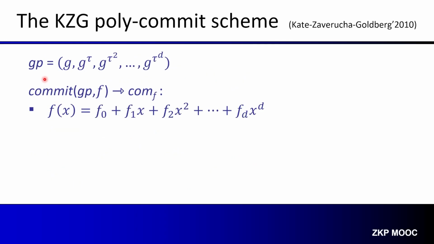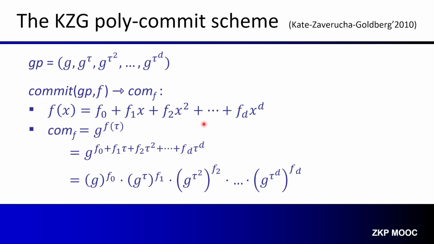So given this set of global parameters, the way to commit to a polynomial is as follows. First, we are going to represent this polynomial in the form of the coefficients. We have f0 plus f1 x plus f2 x squared and so forth, all the way to fd x to the power of d. Then the commitment we are trying to compute is simply g to the power of f evaluated at the point tau. And it turns out the prover can actually compute it without accessing tau directly. We can compute it using the global parameters only.